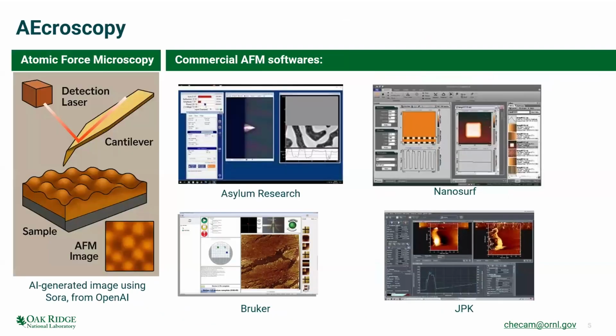So I assume most people here know what an AFM is, but just very briefly, an AFM uses a sharp tip that, when brought in close contact or in contact with the sample, is able to feel the local forces between the tip and the sample, right? And so we can reconstruct the topography of the sample.